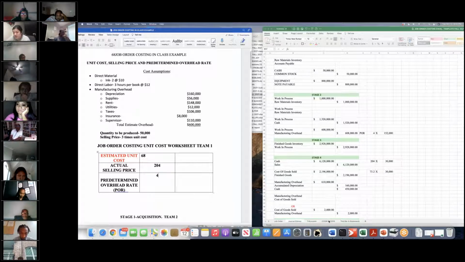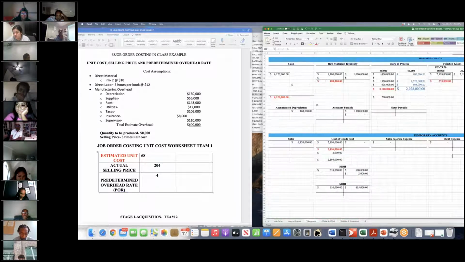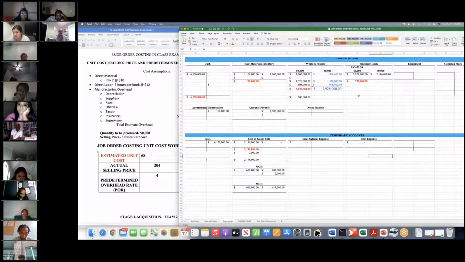When we post those to our T accounts, the 2196 comes out, so what's left in finished goods is 732. And the 2196 comes down here below the line with the temporary accounts to cost of goods sold. Does everyone see the 2,196,000? Is there anybody who doesn't see the 2,196,000? And how we got it.